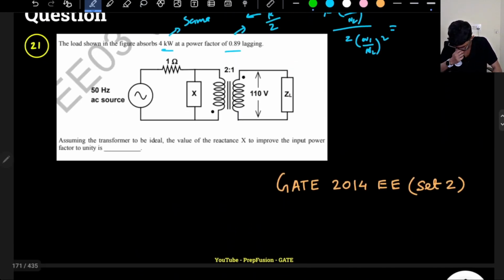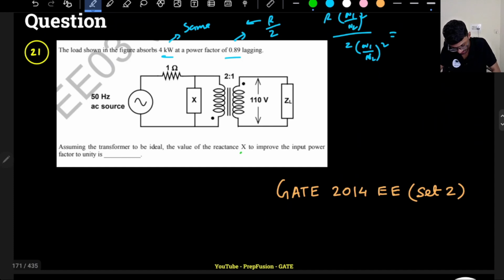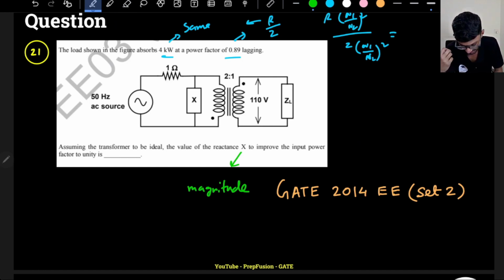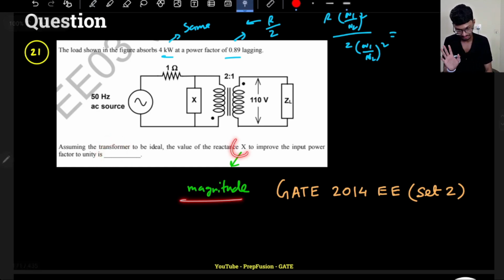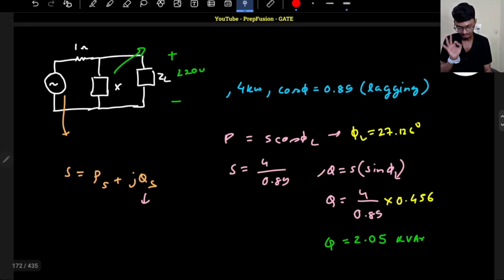One thing I wanted to say here: they should have mentioned that they are asking the magnitude of the reactance, because it will be a capacitive reactance, so actually it should be minus X_C. Many students may get confused that capacitive reactance is negative, so they might answer negative. They should have written magnitude of the reactance. That would have been the correct term.